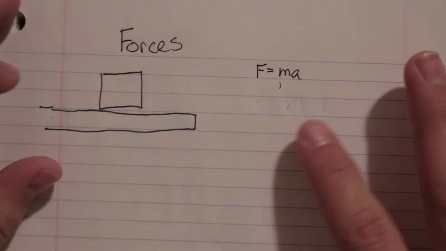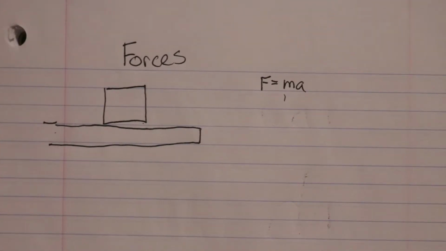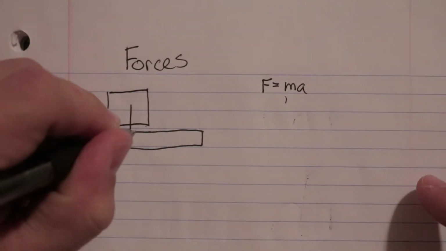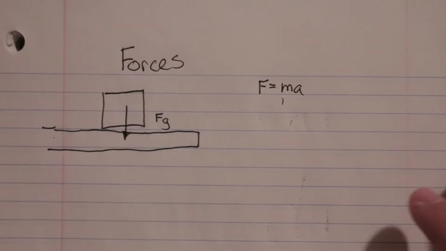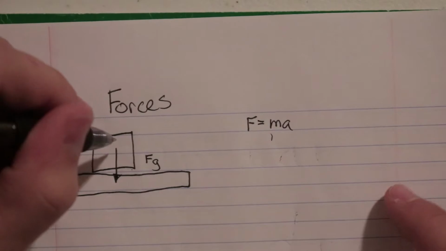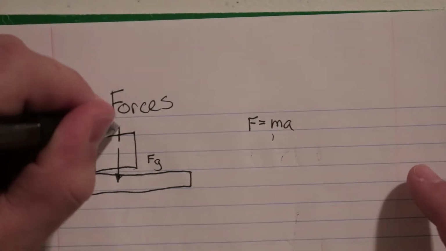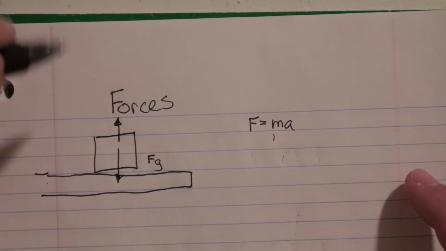And we're gonna look at this through the eye of F equals ma. So force equals mass times acceleration. And so we're gonna have a downward force. We call this one Fg, or force gravity. And then there's another force acting on it, and this is force normal.